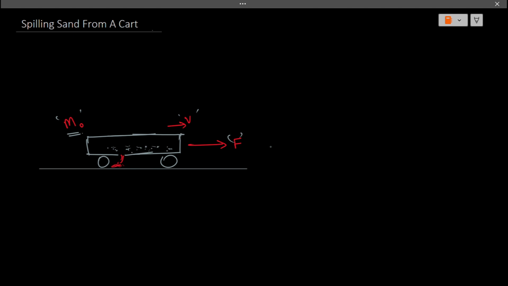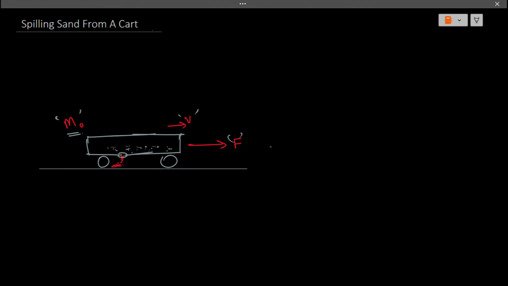Today we have a problem based on system of particles, and in the situation today we are given a cart which has an orifice at its bottom and is spilling sand. For the cart we are provided with the initial mass of the cart, the velocity v, and the constant force it is being pulled by, which is capital F.